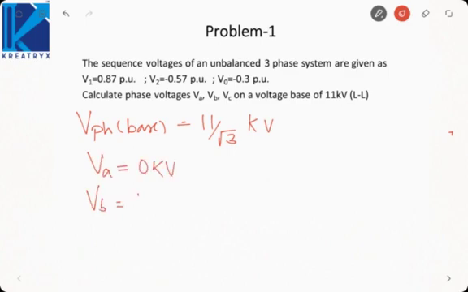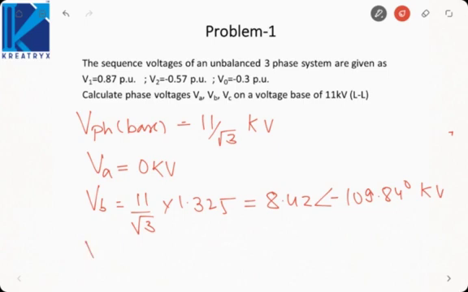VB will be 11 by root 3 into 1.325. So how much will this come out to be? 11 by root 3 into 1.325, that is 8.42 at an angle minus 109.84 degree kV. VC will be 11 by root 3 into 1.325, so it will have same magnitude, but angle will be 109.84 degree kV.